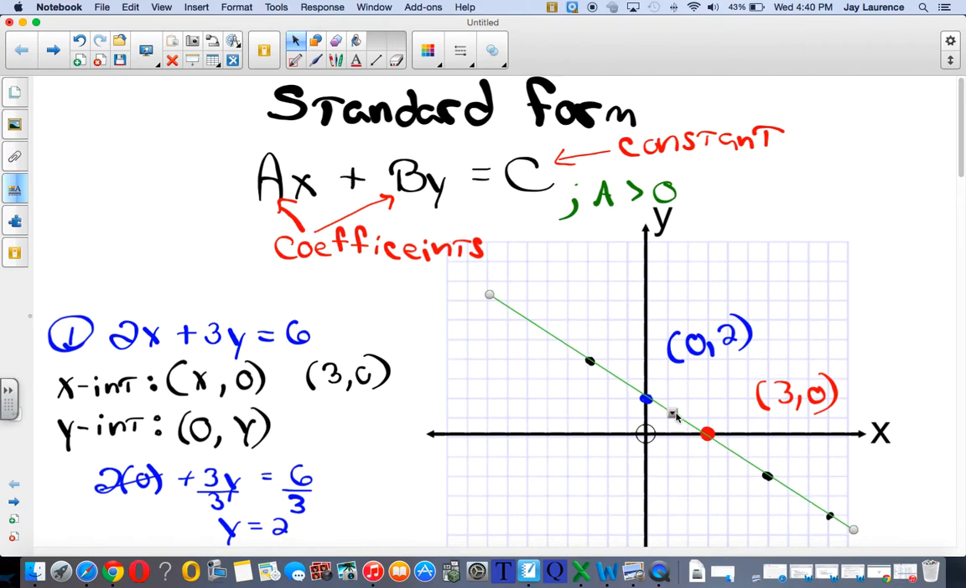Oop, I think I forgot to put an arrowhead on that. Did I? No, I did. Okay, very good. All right, so there it is. Hey, what's my slope? My slope was going to be negative 2/3. Hey, look at that. There's a 2 there and a 3 there, only it's negative. That's interesting. I wonder if that'll mean anything.